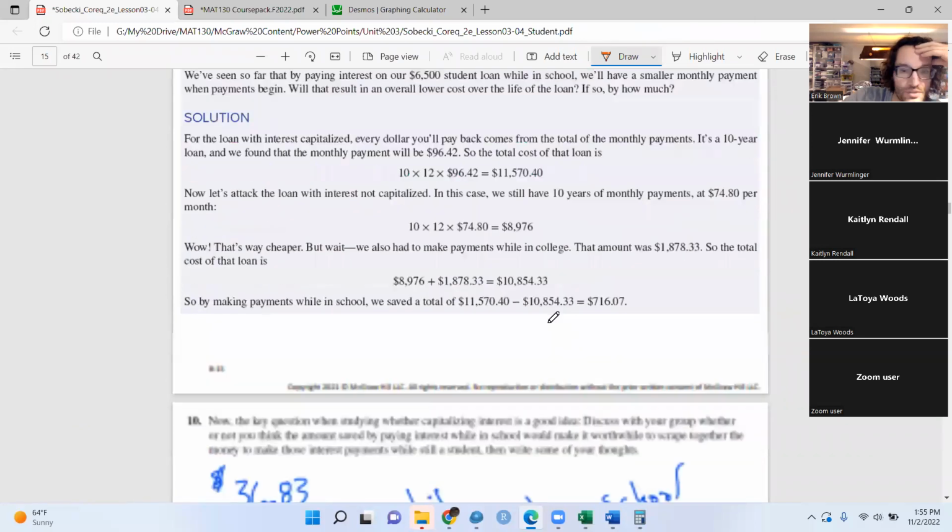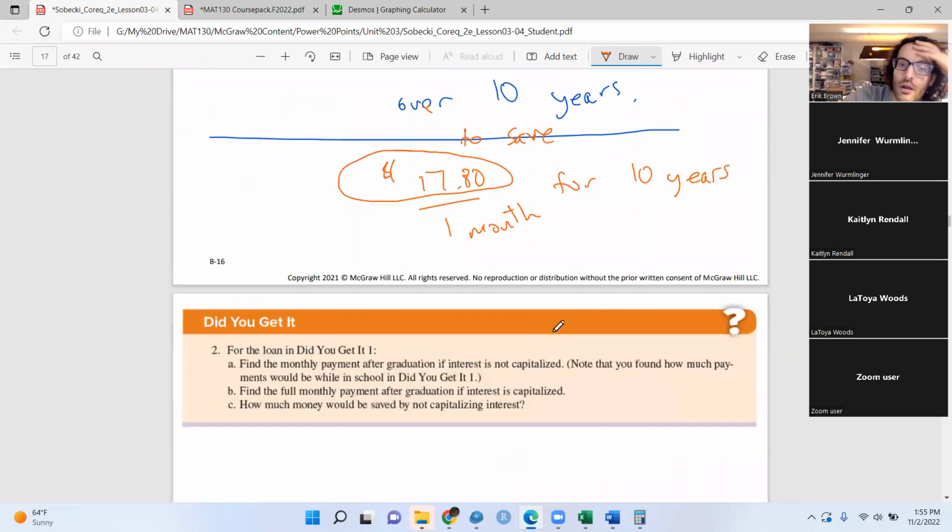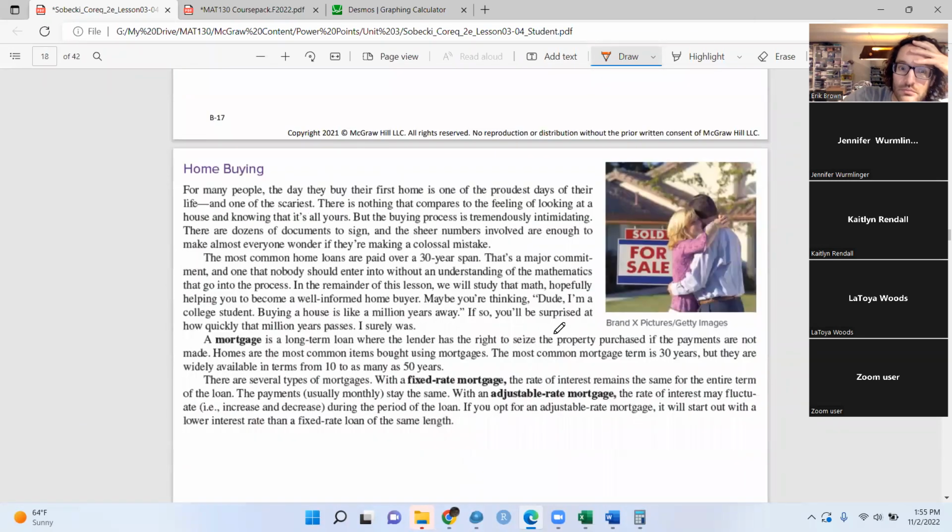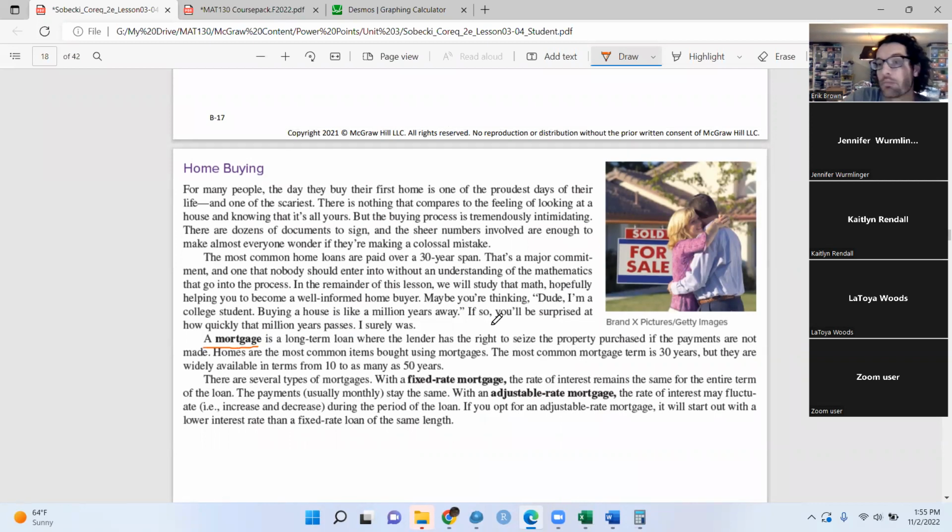Okay, so let's talk about homes. When you buy a house, the loan you get is called a mortgage. That's just the name, someone came up with it. And these tend to be long-term loans, like student loans. They are often a 30-year loan, but you can get 30 and 10 and 15. There's all kinds of different lengths of loans.